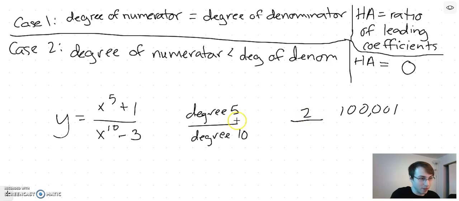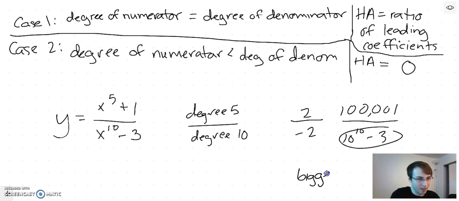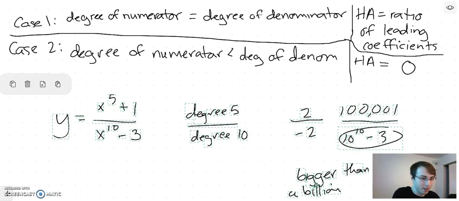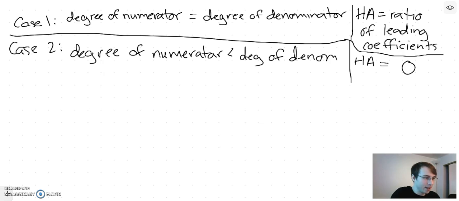So we've got 2 over, well, when x is 1, we've got negative 2, but then when x is like 10, we've got 10 to the 10th minus 3, and that number is bigger than a billion. Yeah, so takeaway: horizontal asymptote is 0 when the degree of the numerator is less than the degree of the denominator. There's one final case and you can probably guess what it is.